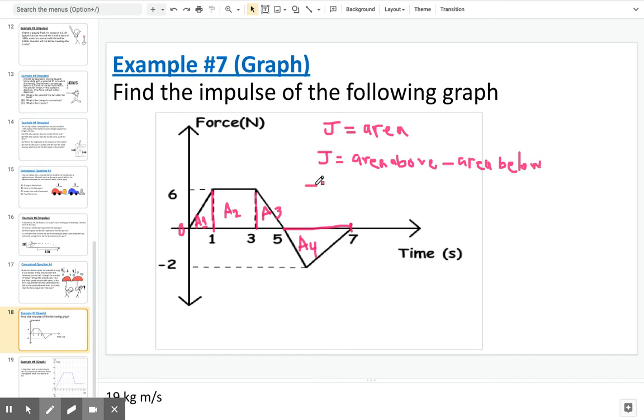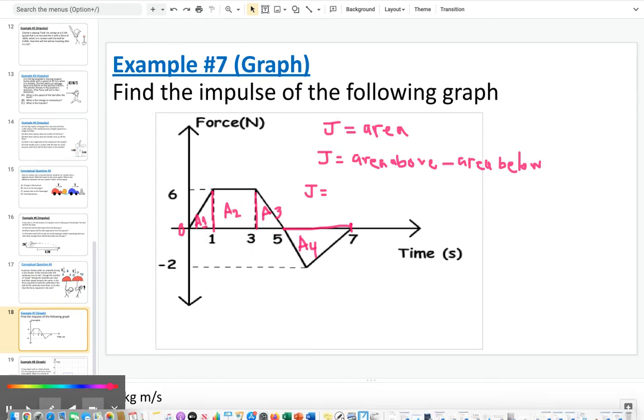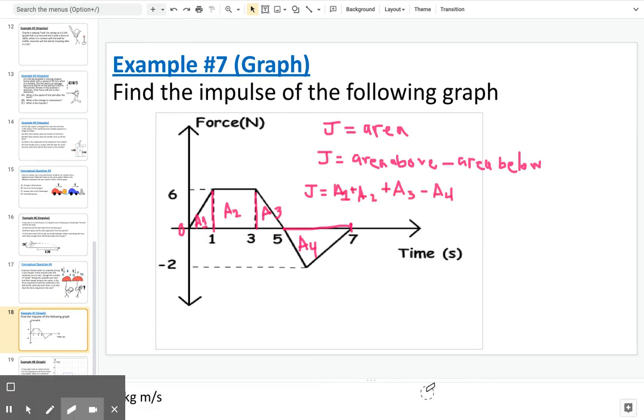Okay, so let's give it a shot. So I have impulse is equal to A1 plus A2 plus A3 minus A4. We need to calculate the areas at those specific time periods. So I'm going to write my equation right down here so I have a little bit more room.